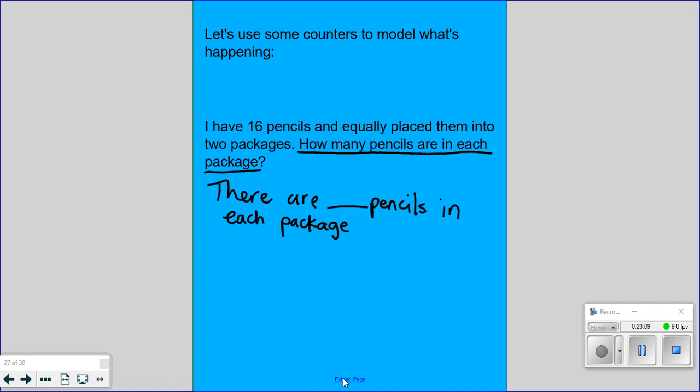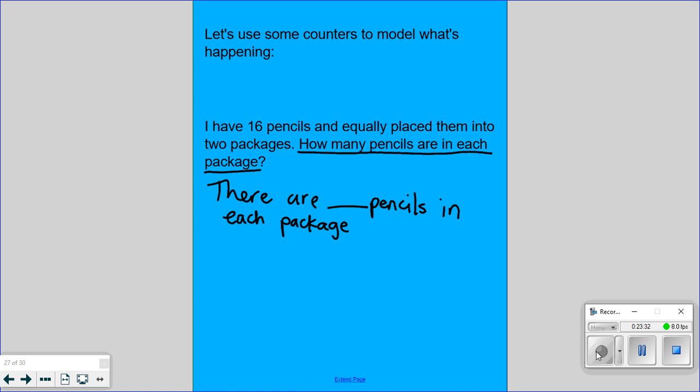The answer's not on my face, but it might be on the board. I think I already know it. How many counters do I need? Kaden, how many counters do I need? Why? Yeah, that's how many pencils I've got. Go ahead and count out 16 counters. Secret them when you're done.